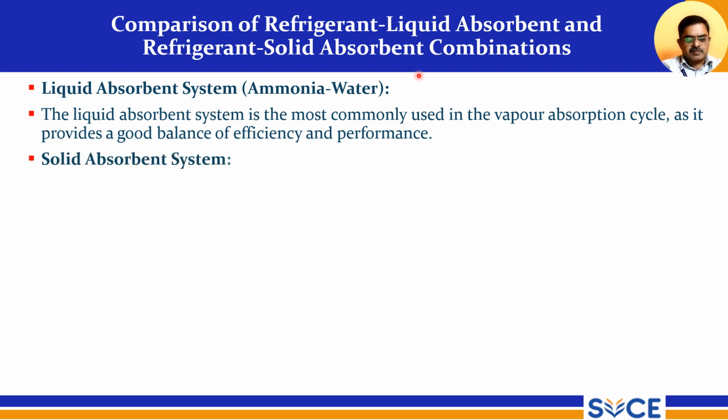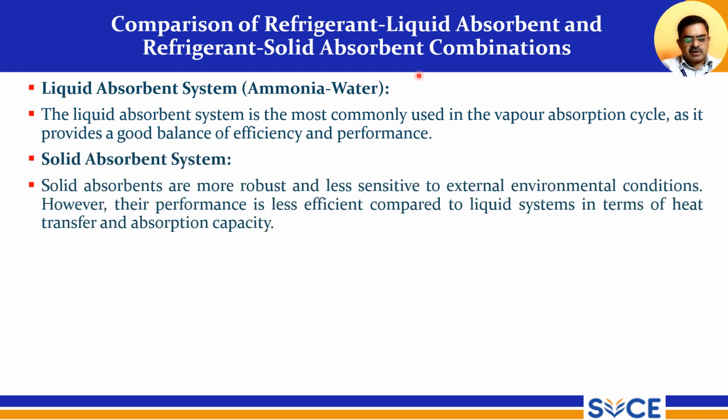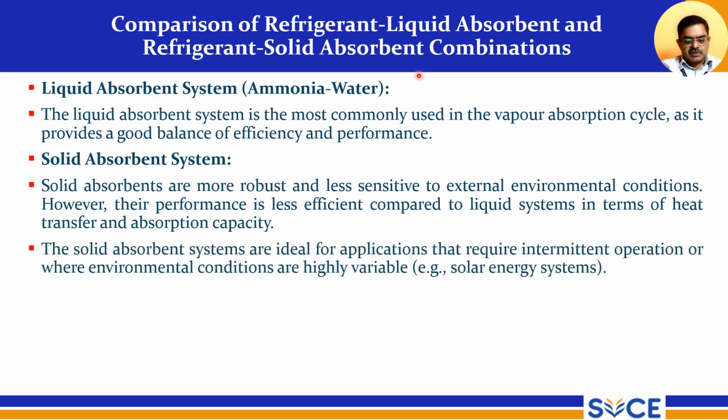efficiency and performance. Solid absorption systems are more robust, and less sensitive to external environmental conditions. However, their performance is less efficient compared to liquid systems in terms of heat transfer and absorption capacity. The solid absorbent systems are ideal for applications that require intermittent operation or where environmental conditions are highly variable. So the example is solar energy systems.